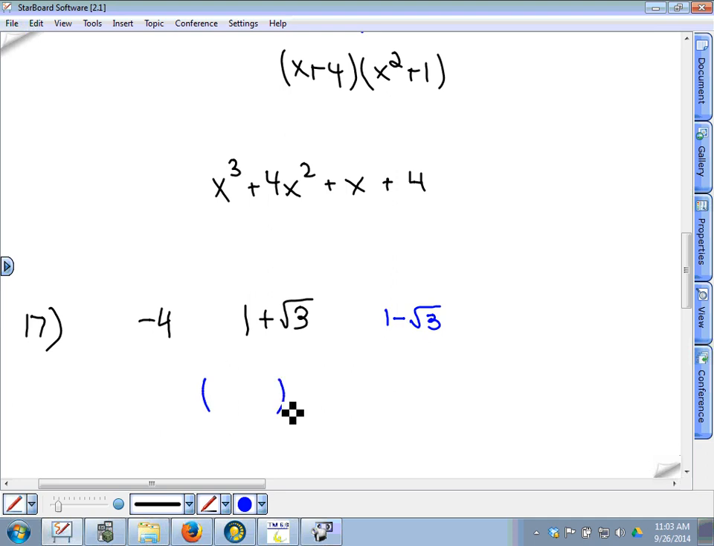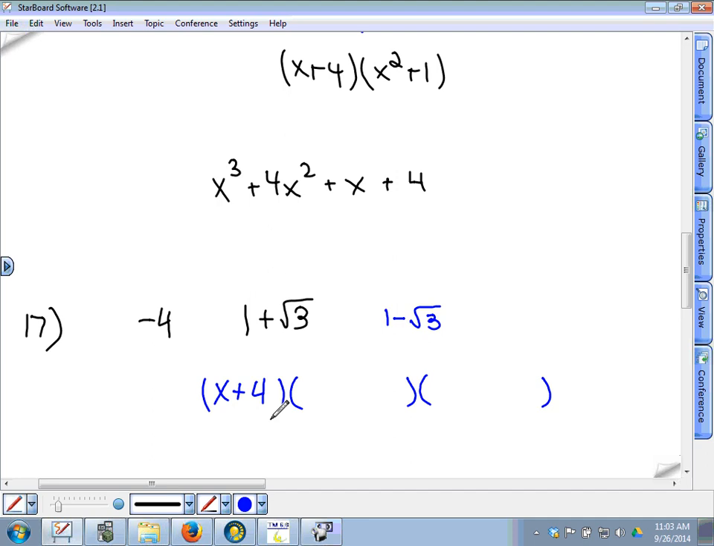So, we then place those into factors. And if you mess up on this part, the whole rest of it's messed up. You can't mess up at the very, very first step of the problem. So, what factor comes from negative 4 as a zero? What factor? x plus 4.